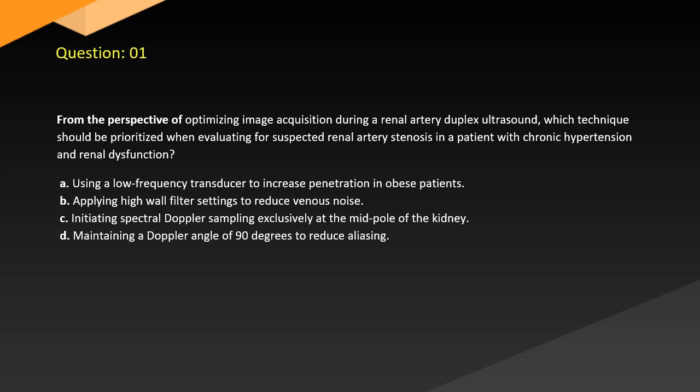A. Using a low-frequency transducer to increase penetration in obese patients. B. Applying high-wall filter settings to reduce venous noise. C. Initiating spectral Doppler sampling exclusively at the midpole of the kidney. D. Maintaining a Doppler angle of 90 degrees to reduce aliasing.